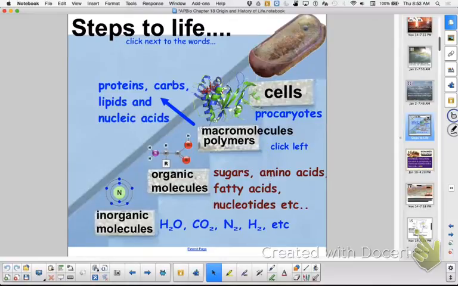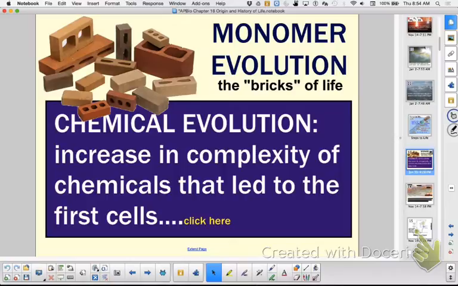So we talked about bricks building what? Walls, right? So if we want to build our wall, we need to have some bricks first. We got to make the bricks, okay? We have to build the bricks out of these inorganic molecules. So how did this brick building come about? The monomer evolution. This is a form of chemical evolution, increasing complexity.